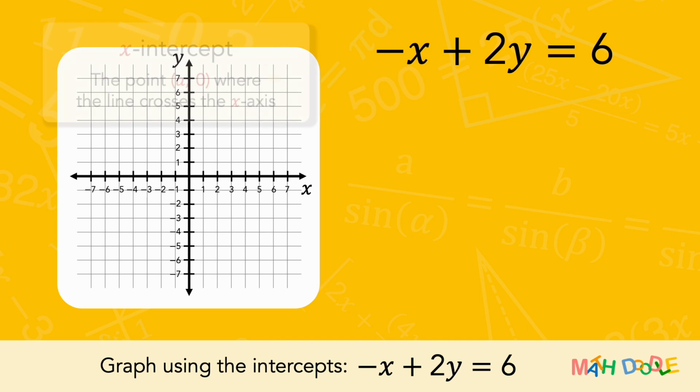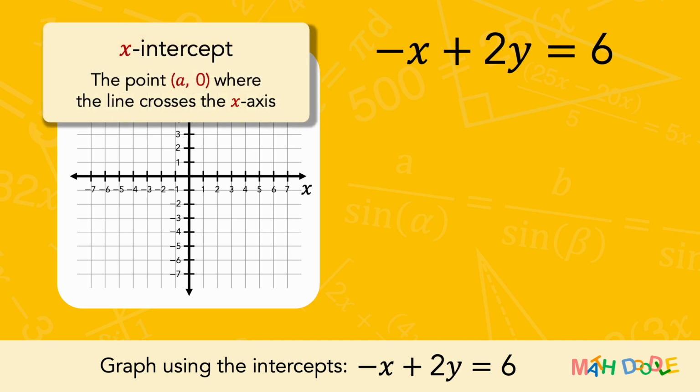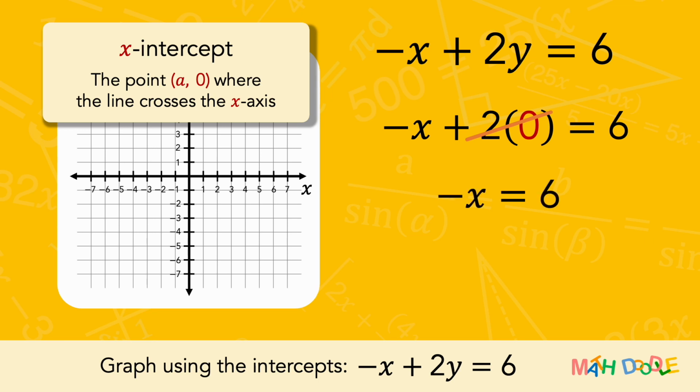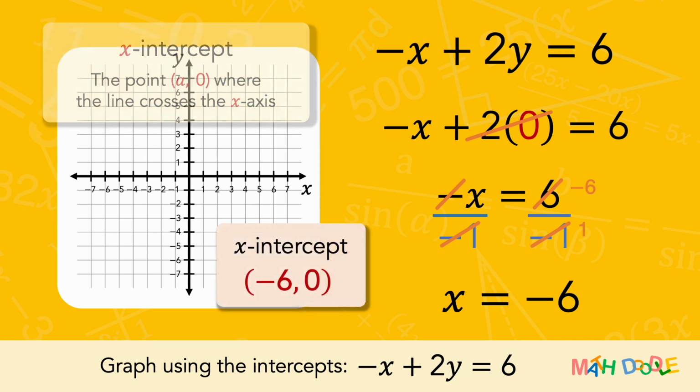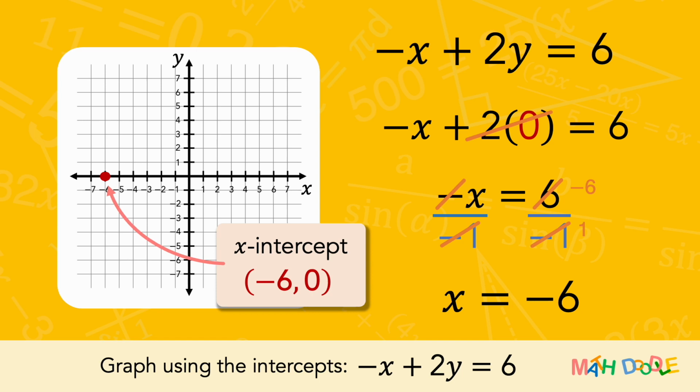First, let's find the x-intercept. At the x-intercept, y is 0. So, let's substitute 0 for y, and solve the equation for x. The equation can be simplified to minus x equals 6. Then, let's divide both sides by minus 1. So, when y is 0, x is minus 6. This tells us that the line has an x-intercept of minus 6, 0, where the line crosses the x-axis.